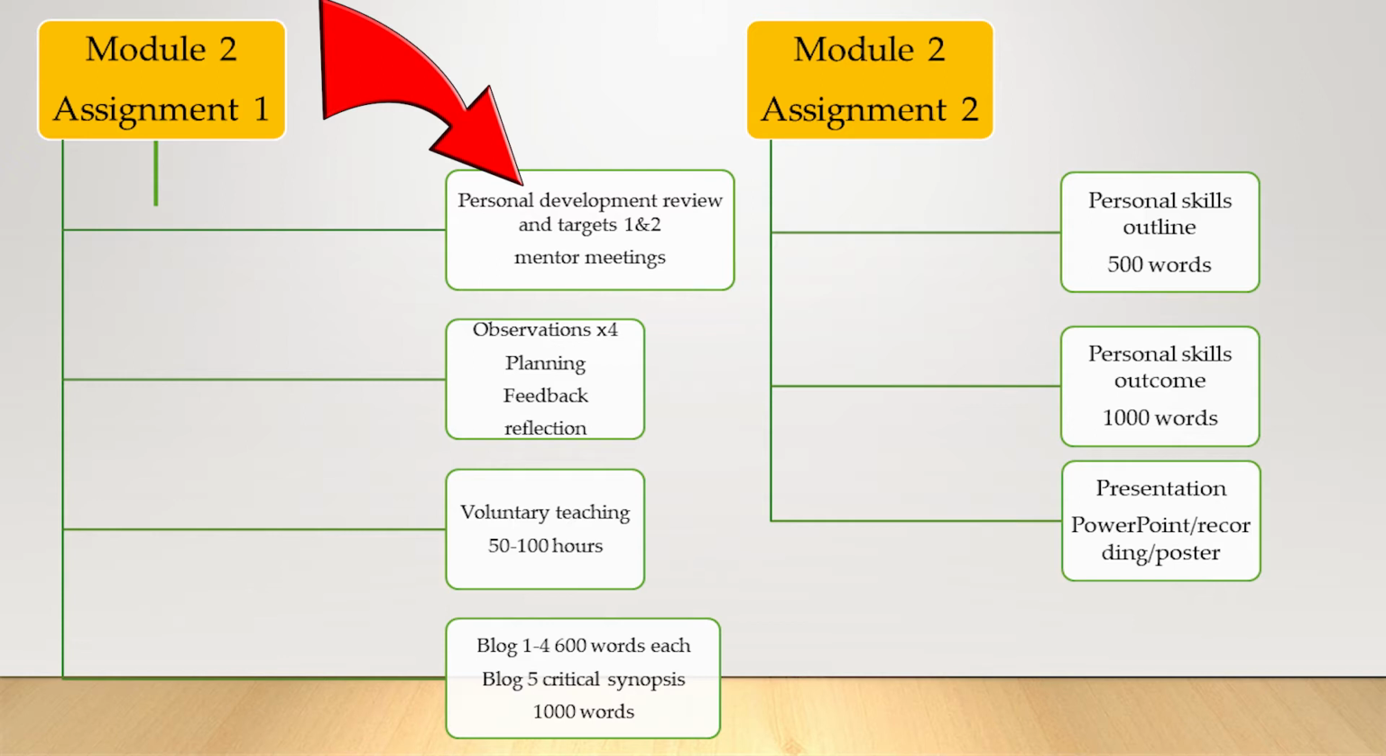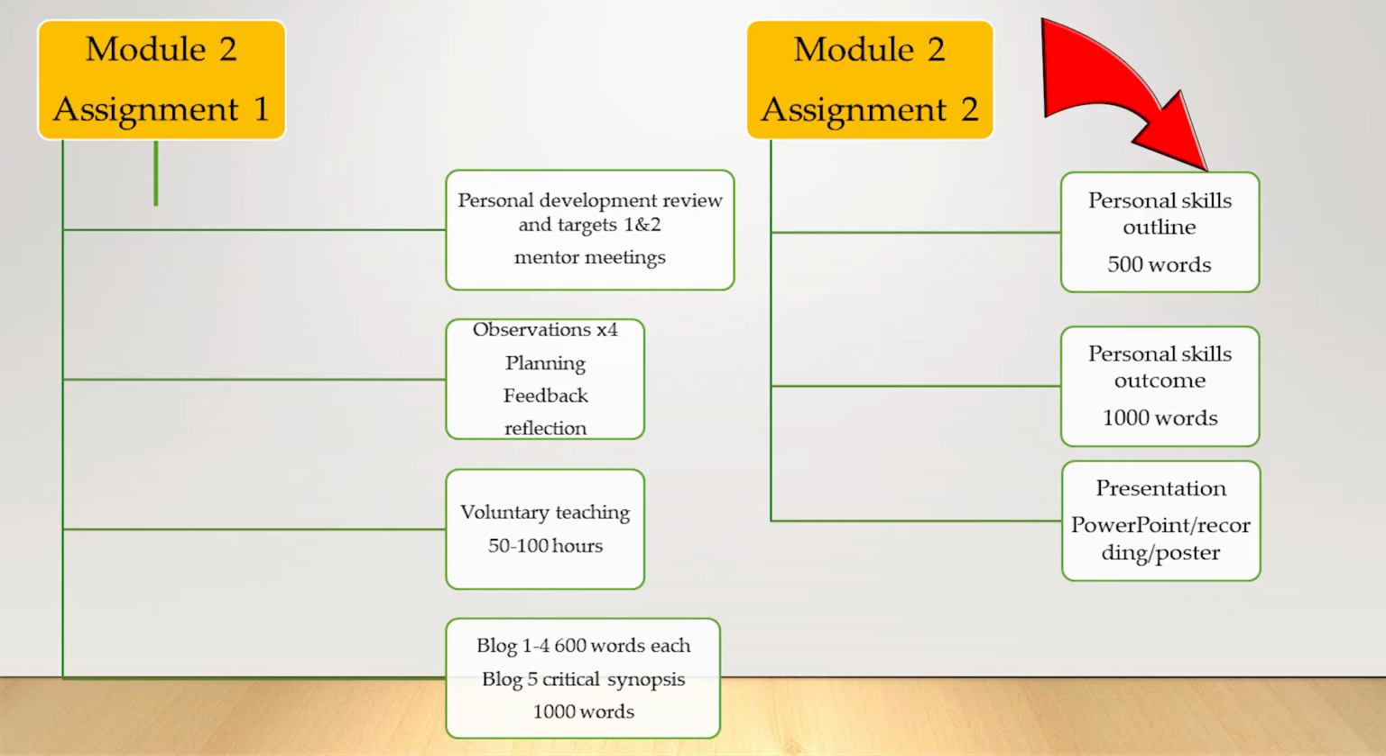You also need to complete 4 blogs, which are 600 words each, and blog 5 is a critical synopsis, which comes up to 1000 words. Assignment 2 is about the personal skills, which has 3 sections. The first section is your outline, which contains 500 words. The second section is your rationale and your explanation for your personal skills paper, which comes up to 1000 words. And finally, where you give a presentation, whether this is a recording, a poster, or a PowerPoint.